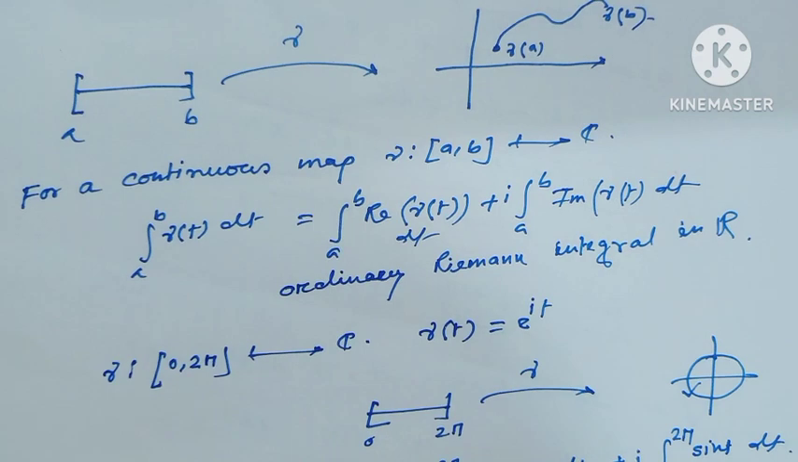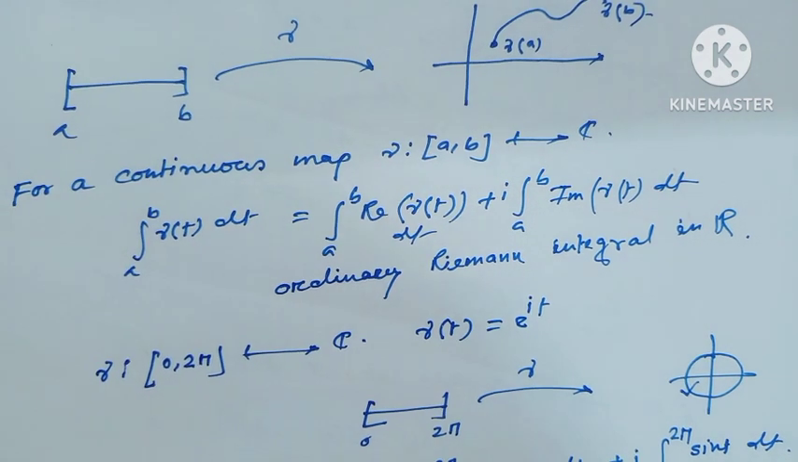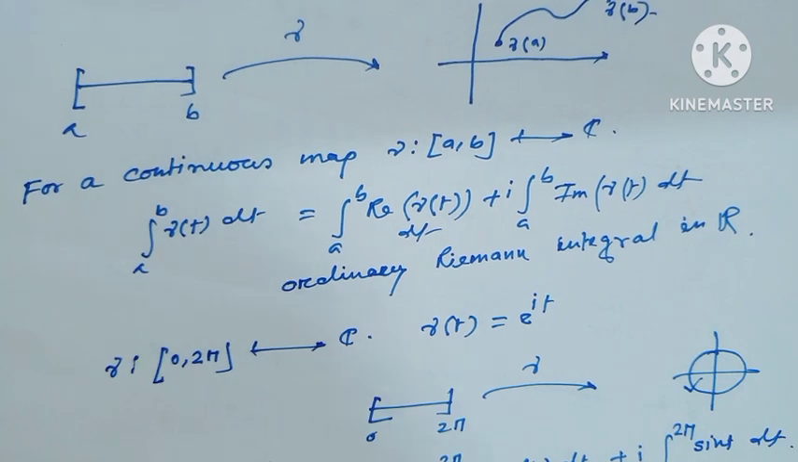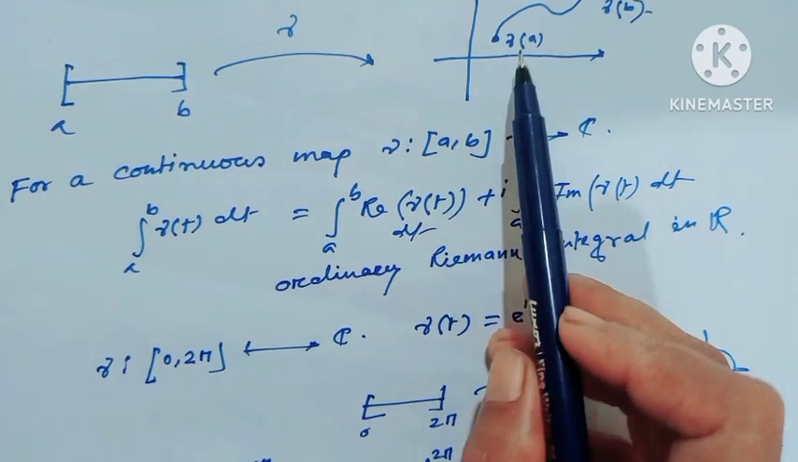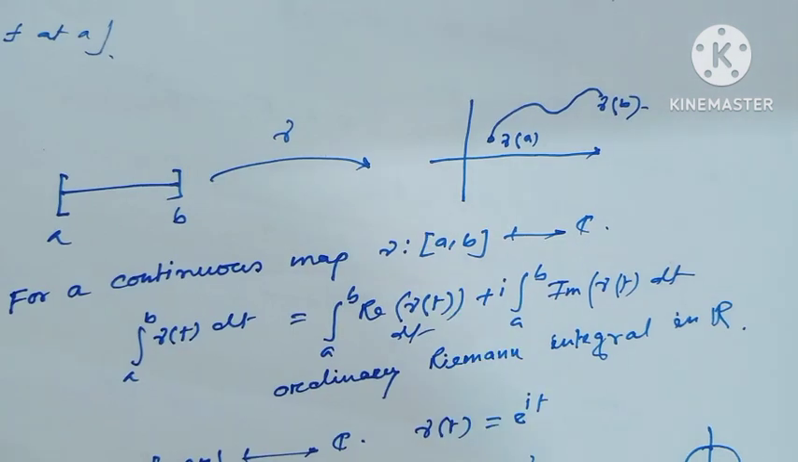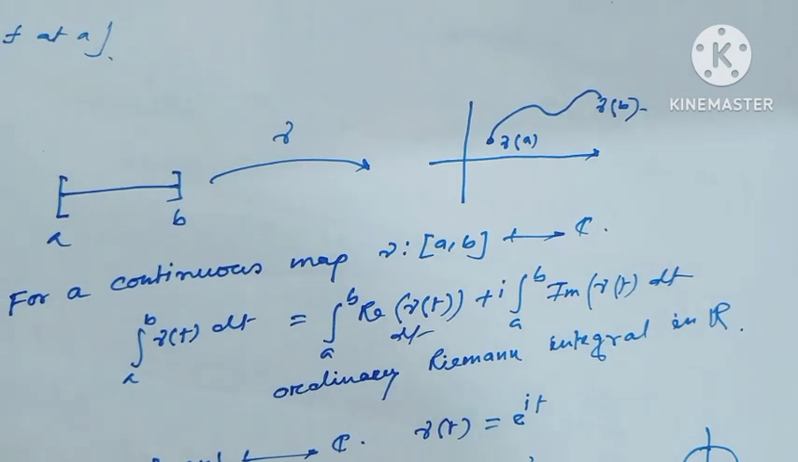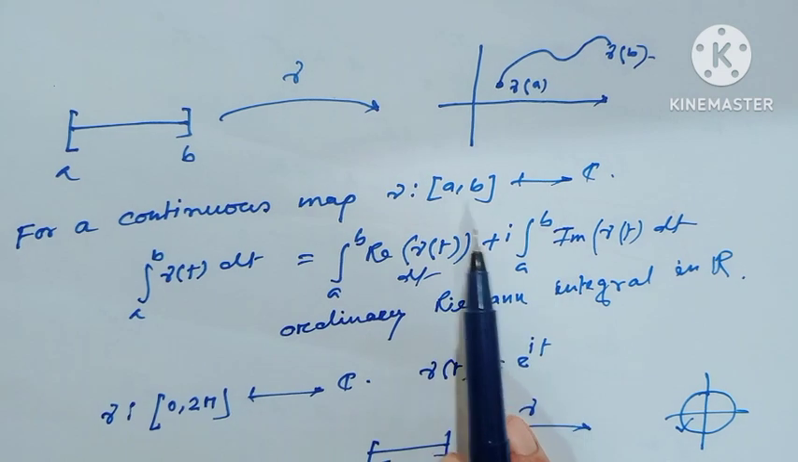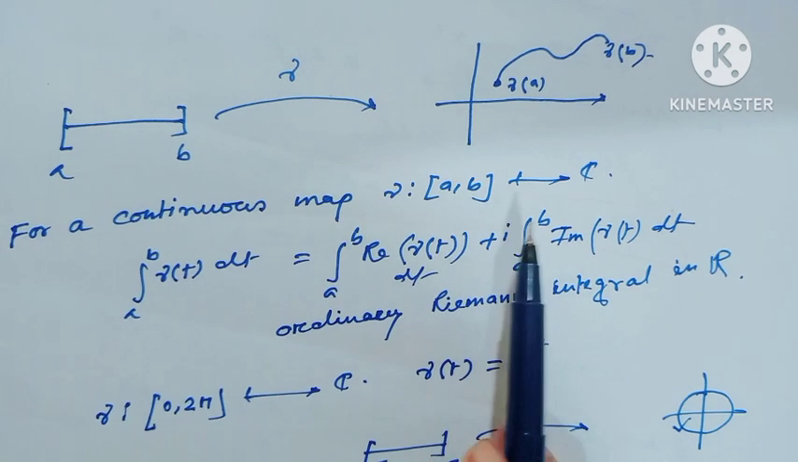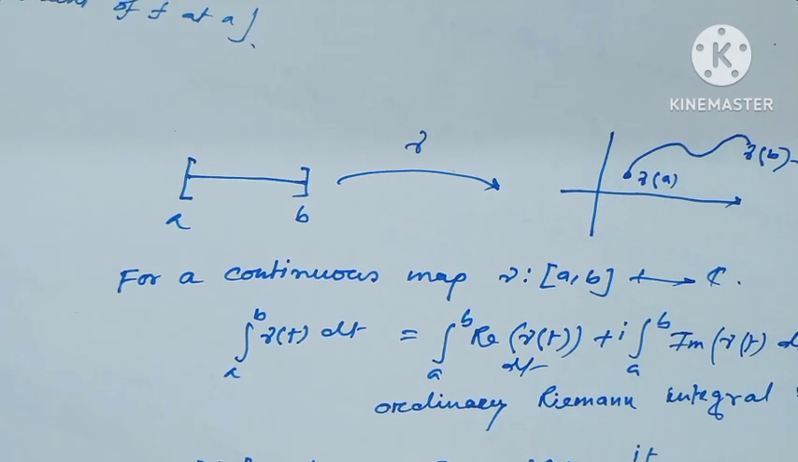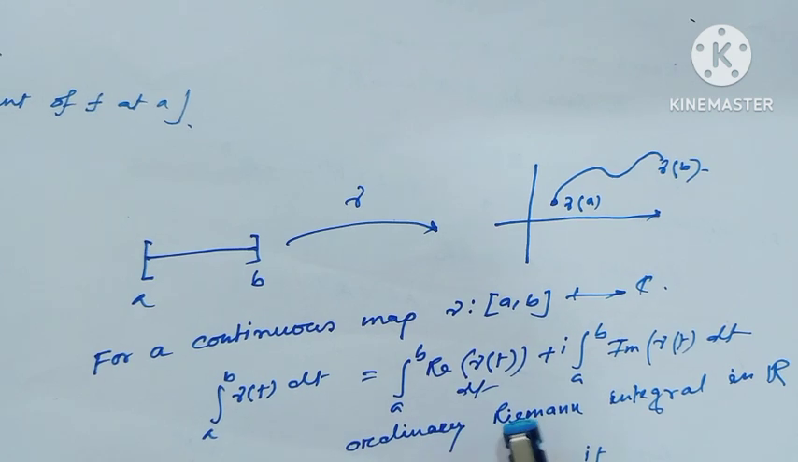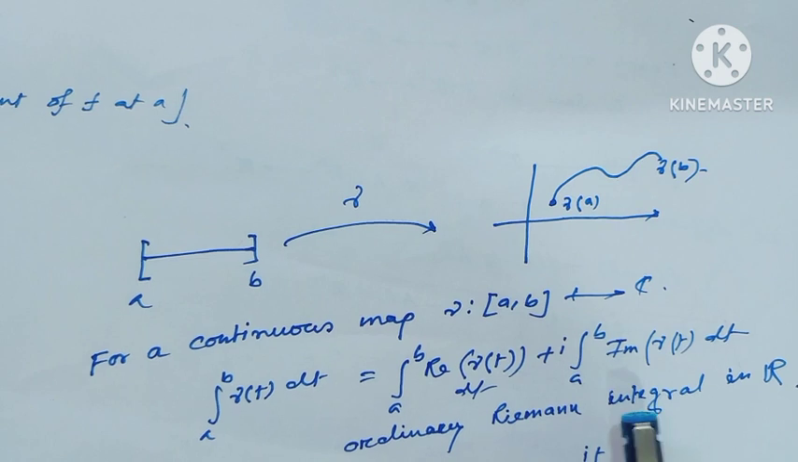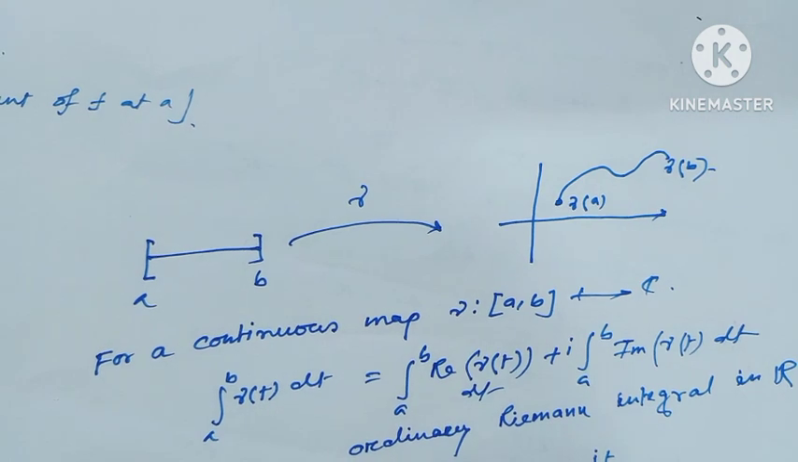Okay, for example, if we consider gamma, which is defined from the real closed interval [a, b] to the complex numbers, the graph would be such a type of curve from gamma(a) to gamma(b). Then the integral from a to b of gamma(t) dt equals the integral from a to b of the real part of gamma(t) dt plus i times the integral from a to b of the imaginary part of gamma(t) dt. And this is actually the ordinary Riemann integral in real numbers.